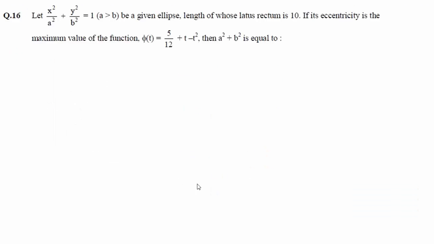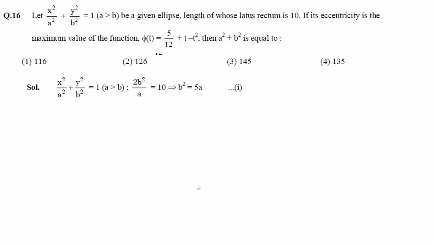Question 16. Let x square by a square plus y square by b square equal to 1, a is greater than b, be the given ellipse, length of whose latus rectum is 10. If its eccentricity is the maximum value of the function phi t equals pi by 12 plus t minus t square, then a square plus b square is equal to. Options are 116, 126, 145, 135.